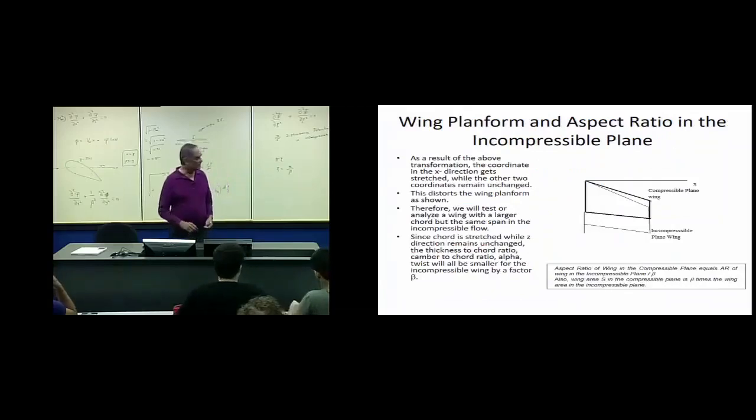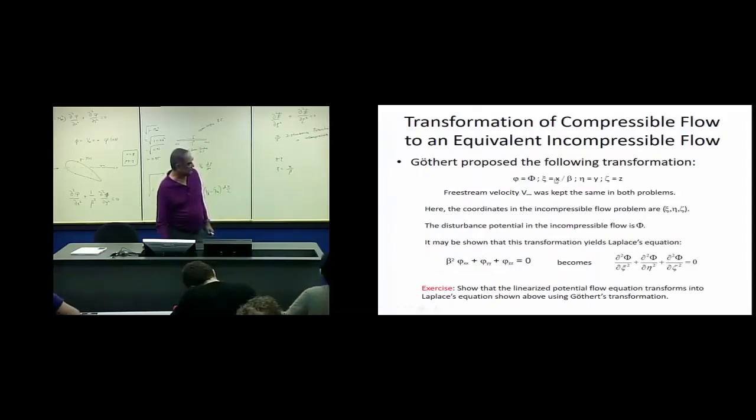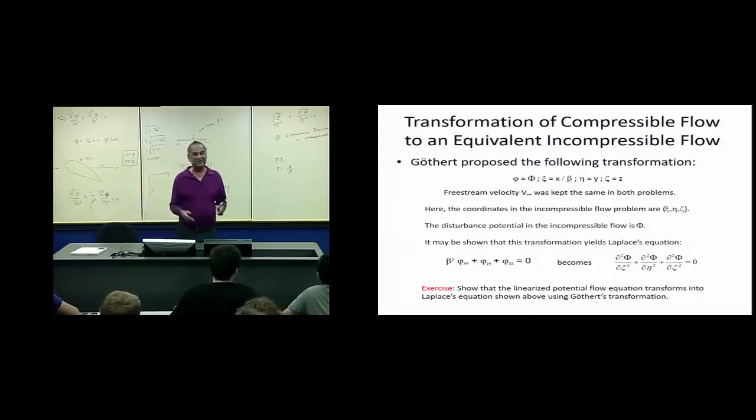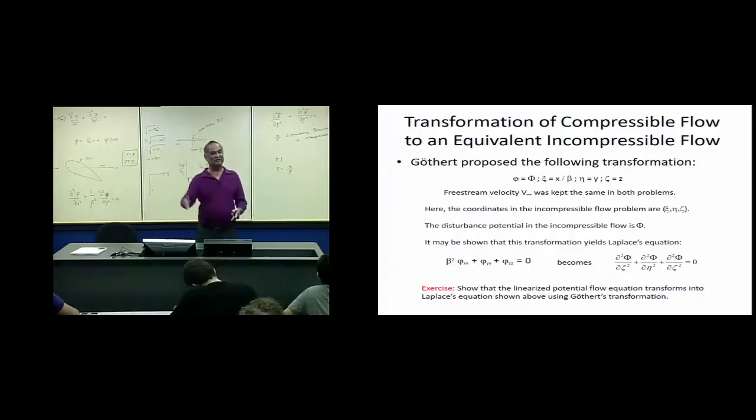But what has happened as a result is that in the chord direction, things are changing. In the spanwise direction, nothing is changing. In the z direction, nothing is changing. That means the aerofoil is not changing in the z direction. Angle of attack is not changing. Camber is not changing. So we are taking the same section of aerofoils, same span. So in your quiz number 1, we'll have the same span as your homework number 2. But in the chord direction, everything will get stretched.